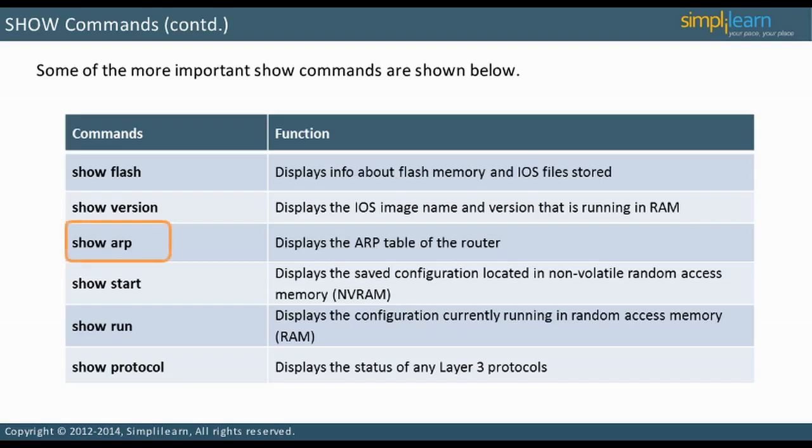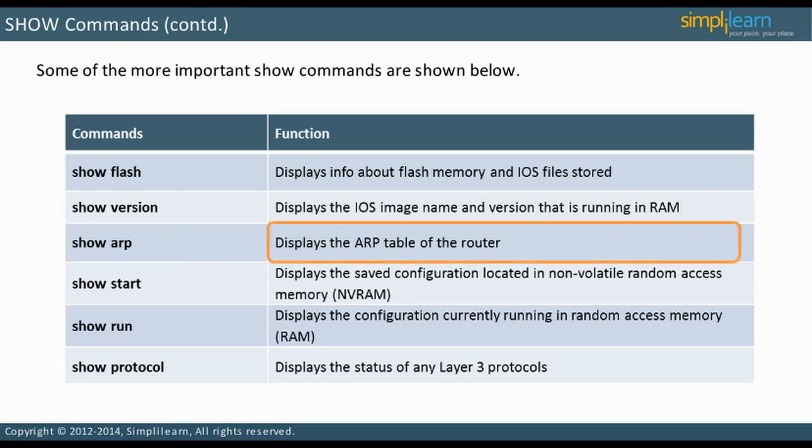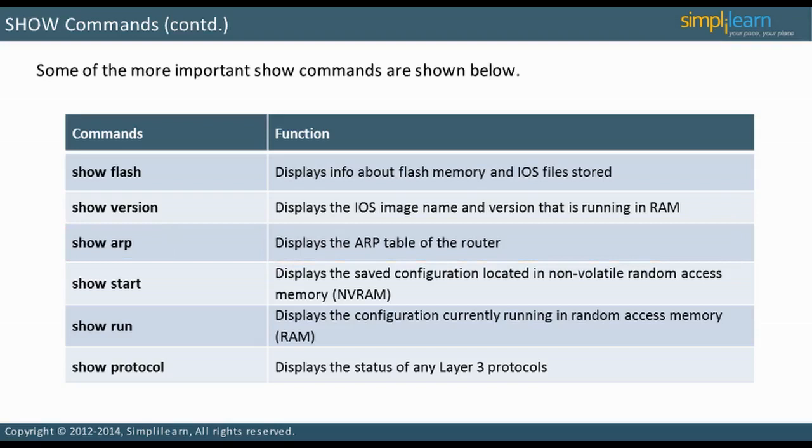The show arp command displays the ARP table of the router. This is a list of IP addresses and corresponding MAC addresses. If there is an ARP entry, then a packet has been received from that MAC or IP address recently.